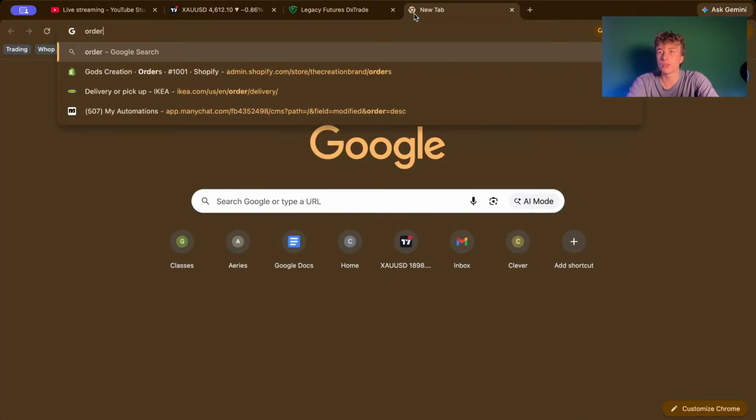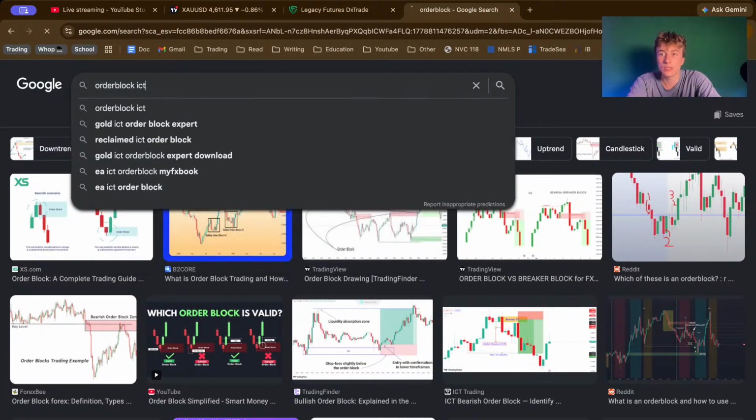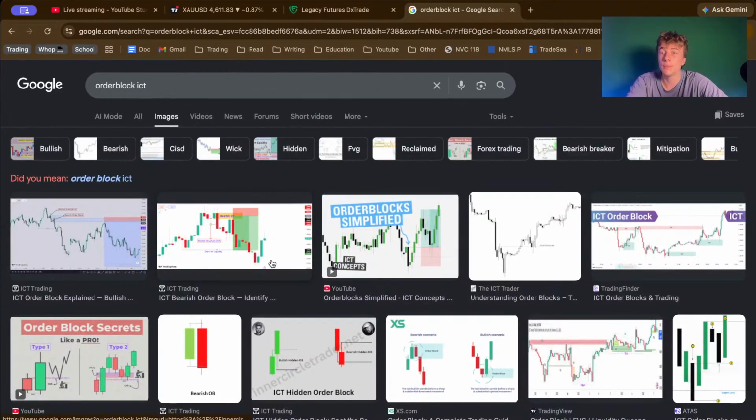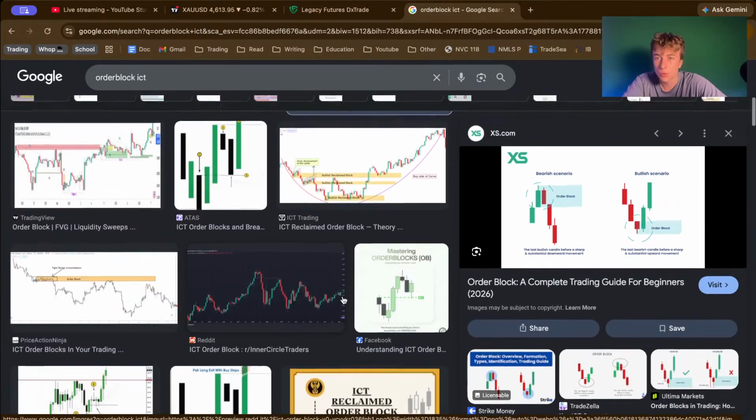Let me just search it up so you guys know that I'm not making this up. This is exactly how it is, the ICT order block. It would be in a bearish range. The bearish order block would be the top bullish candle. Just like this, you see two bullish candles, and if it comes below the low, that becomes the order block. Let's look at some more specific ones.